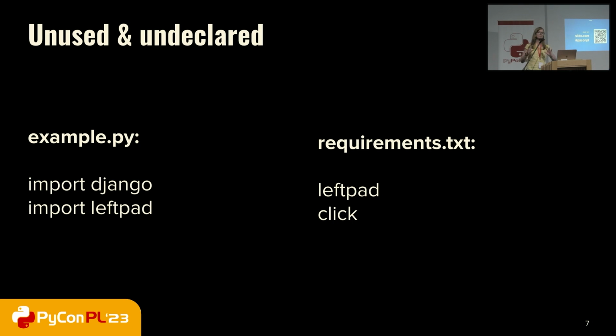Let's take a very simple example of a Python file and a requirements file. The Python file just imports two things, Django and leftpad. On the other hand, we declare that we want to use the external libraries leftpad and click. Django was never declared by us, so this is an undeclared dependency. And click, which we said we want, we never used, so this is an unused dependency.